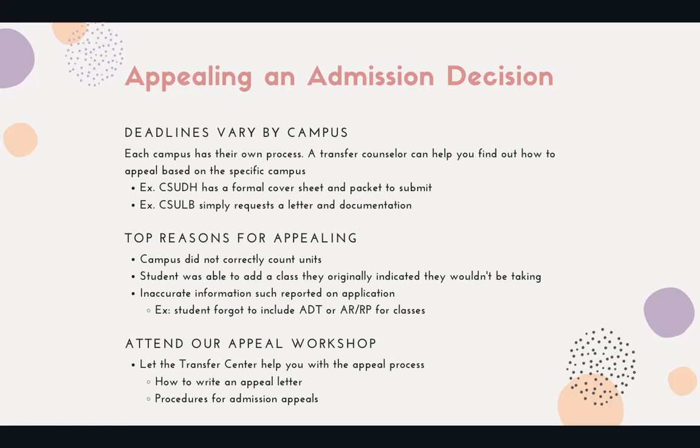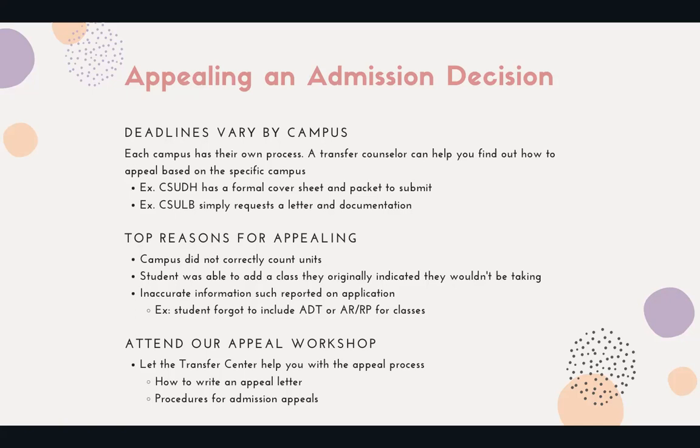And now the top reasons for appealing that I've seen get approved. Well, the only one that I've really seen get approved is that the university did not count a student's units correctly. And that has happened. I don't want to scare anyone, but I have seen it at least once a semester every year that a university tells my student, you don't have 60 units. Sorry, you're being denied. And my student is like, what?